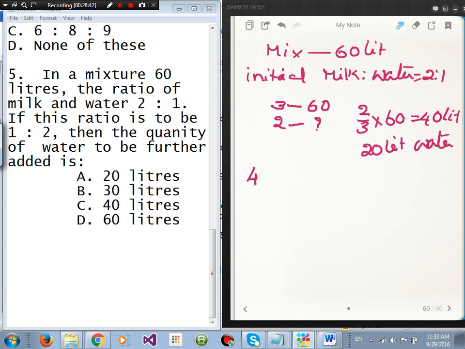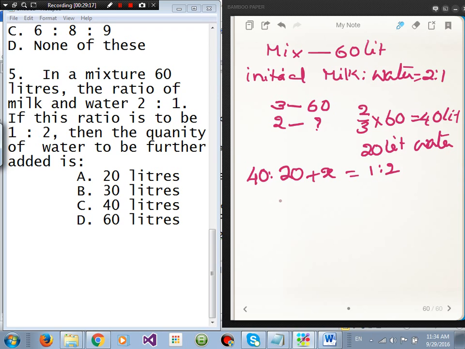That means 40 is to the new ratio. Initially 40 liters milk, and some more liters of water to be added to the existing water. Already 20 liters water existing plus x, some x, that is equal to 1 is to 2. Earlier the ratio is 2 is to 1. Now we are trying to make it 1 is to 2. For that, some extra water has to be added. How much water must be added? That is given as the x. 40 is to 20 plus x is equal to 1 is to 2.